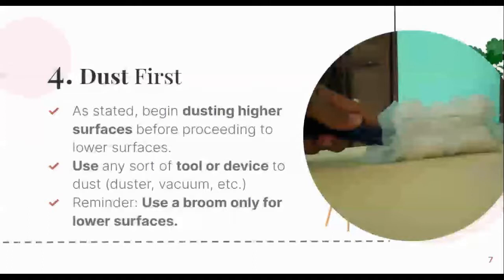Only use a broom, one of the more common dusting appliances, for the lower surfaces. It is common for people to use a broom to dust higher surfaces, but this is actually counterintuitive because the dust tends to go around and flurry. So only for the lower surfaces will you ever have to use the broom.